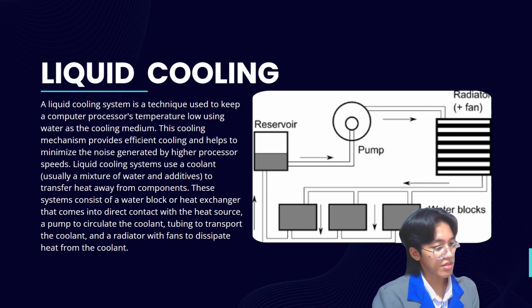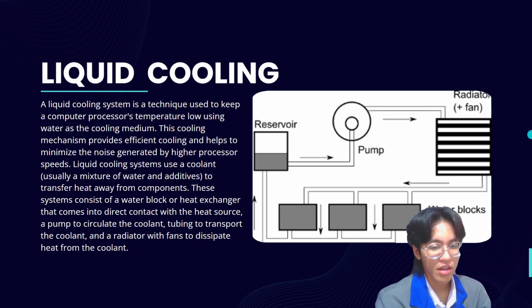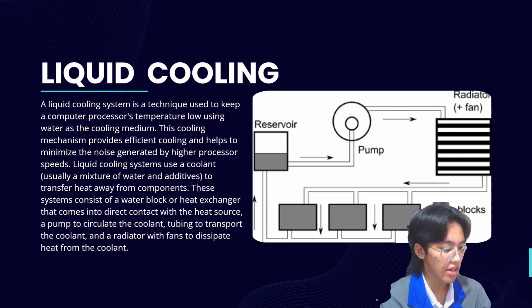These systems consist of a water block or a heat exchanger that comes into direct contact with the heat source, a pump to circulate the coolant, tubing to transport the coolant, and a radiator with fans to dissipate the heat from the coolant. As you can see in the figure, if your CPU gets hot, instead of cooling it directly with a fan, you add a water block along with a liquid fan and a radiator.